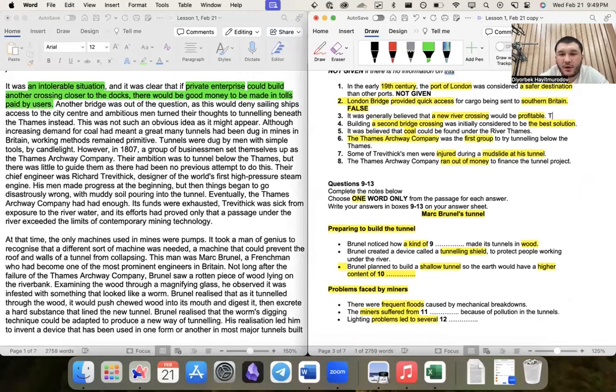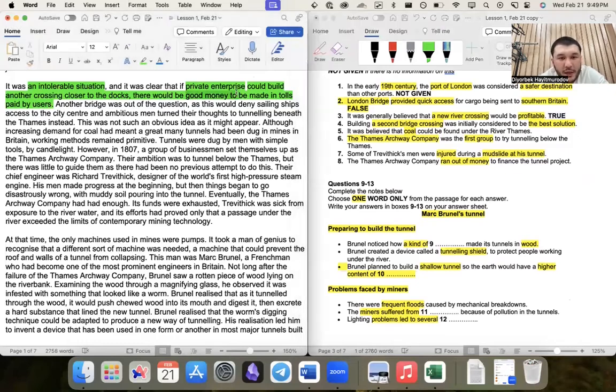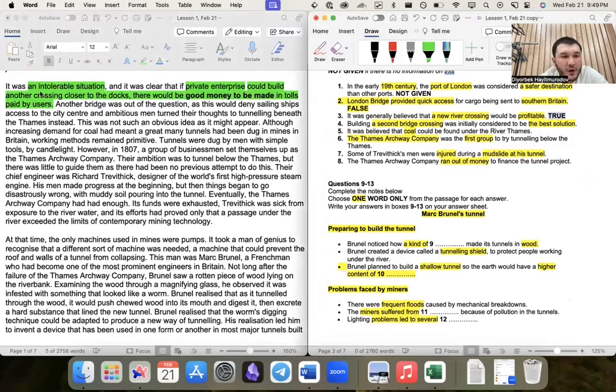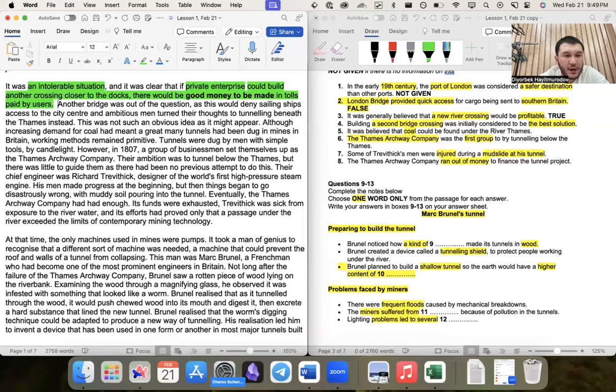Exactly. Question number 3 is going to be what? True. Why? Because there is good money to be made. That's a synonym for what? Profitable. A new crossing, another crossing. So the answer for 3 is going to be what? For 3 is going to be true. Thank you, everyone. Let's continue.